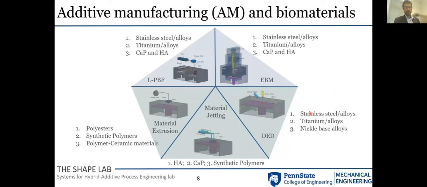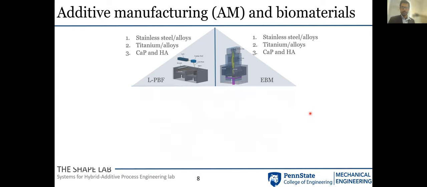I'm not going to go into all the details of this particular slide, but this is a 10,000-foot view of all the different AM processes out there. The ones that you see in blue are predominantly used for structural applications, which is the laser powder bed and electron beam melting. It's basically powder bed fusion. We don't use directed energy deposition as much because of feature resolution requirements. So we can process materials that are biocompatible, and Europe is, I would say, further ahead in terms of regulatory pathways for additively manufactured biomaterials and bioimplants.